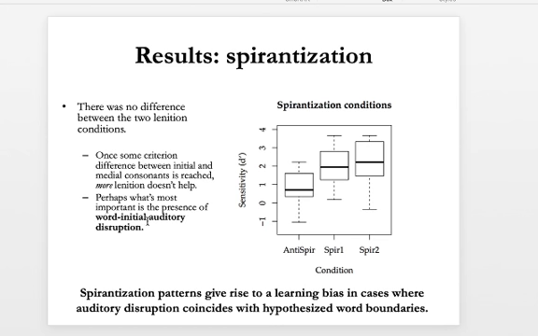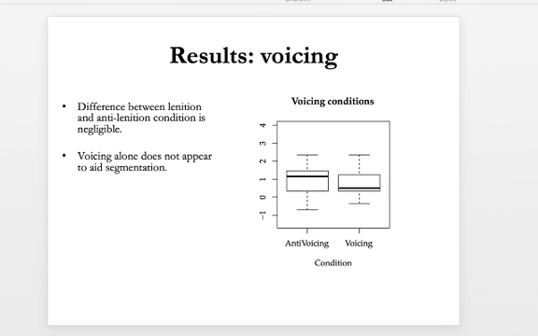But the overarching message here is that spirantization patterns gave rise to a learning bias in cases where auditory disruption coincides with hypothesized word boundaries. This is exactly as we had predicted in our hypotheses. So everything is beautiful, right? Until you get to the voicing results. And here we got no difference whatsoever, or very little difference anyway.